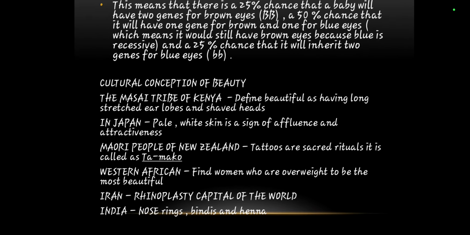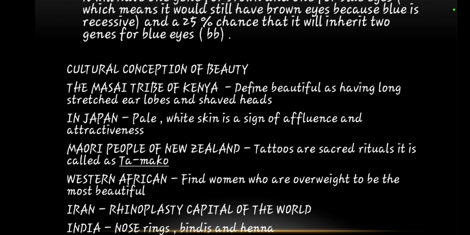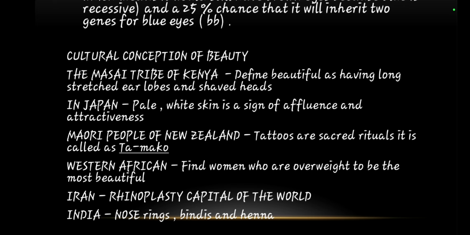Next, let's go to the cultural conception of beauty. We already know how we can identify our physical appearance by the biological process: heredity, genes, gametes, dominant, recessive, and Punnett square. So now let's move forward. What are the concepts of beauty in each culture? What seems beautiful to you may not be beautiful to others. In that quotation, it is very understandable that what seems beautiful in your eyes may not be beautiful in the eyes of others.